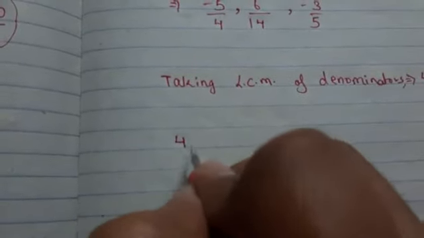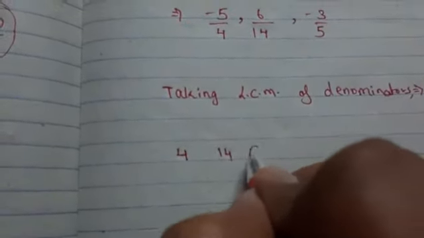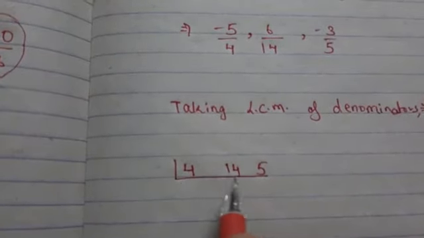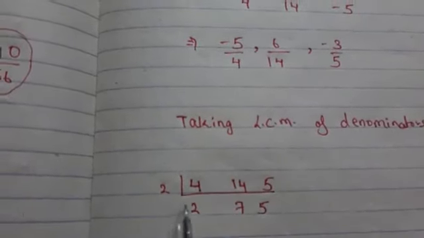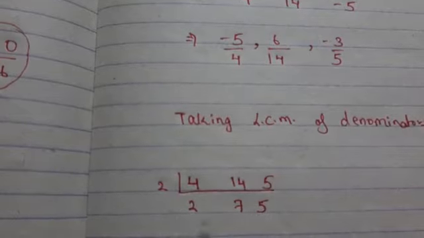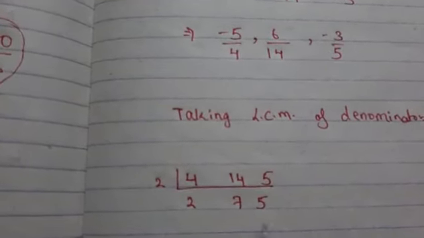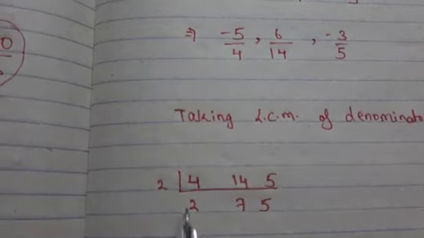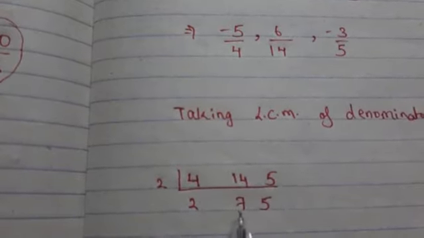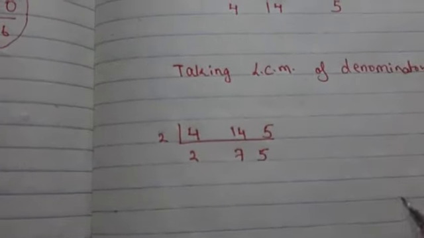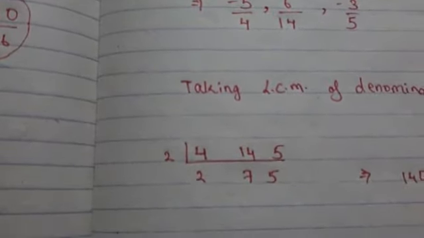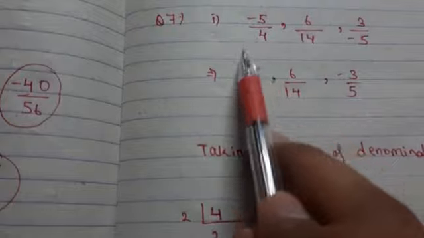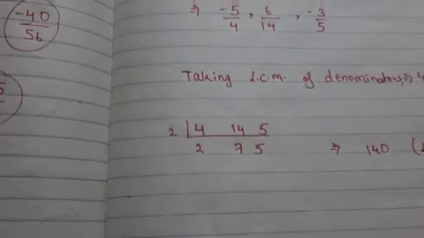Now I hope you have studied in your previous classes how to take the LCM of 4, 14 and 5. Now 4 and 14 are common to 2, so 2 into 2 is 4, 2 into 7 is 14, and then 5. Now all of them are prime numbers, so they will be divisible by the number itself. So instead of writing in division, we can directly take the LCM. 2 into 2 is 4, 4 into 7 is 28, and 28 into 5 is 140. That means your LCM is 140. Now each of these denominators should be equal to 140.